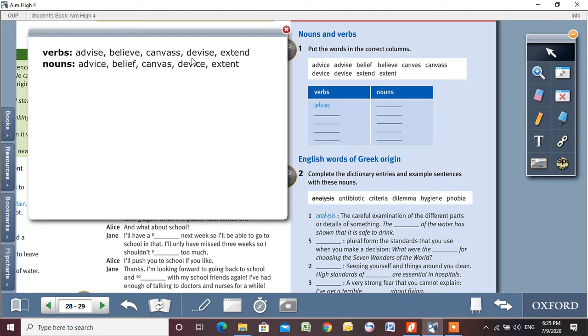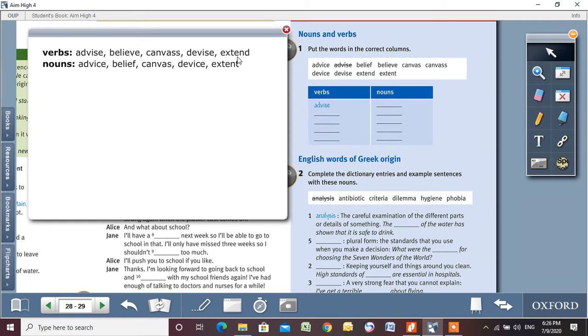Then we have devise with SE, and it means to invent something, but the noun is device and it ends with CE, and of course the device is the electronic equipment, any devices like any electronic equipment.